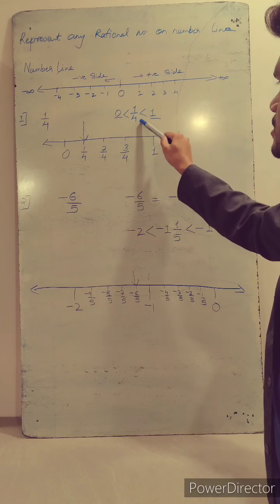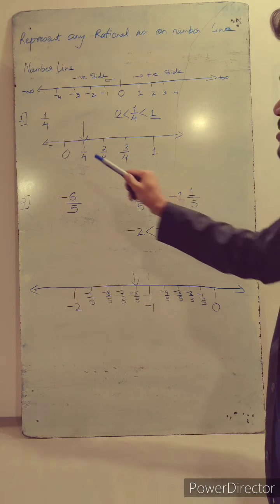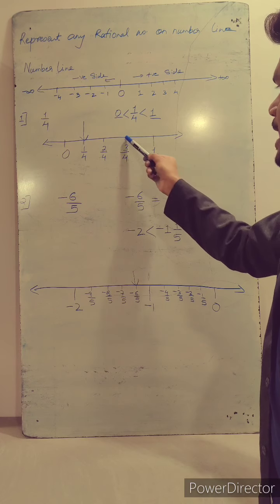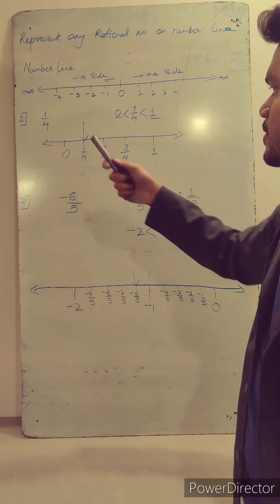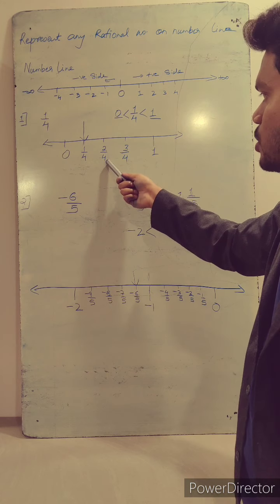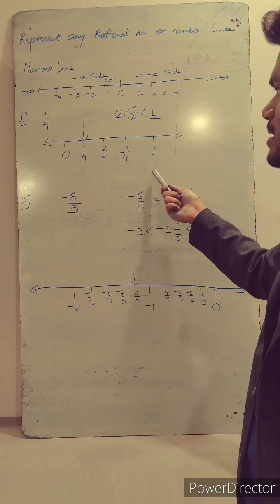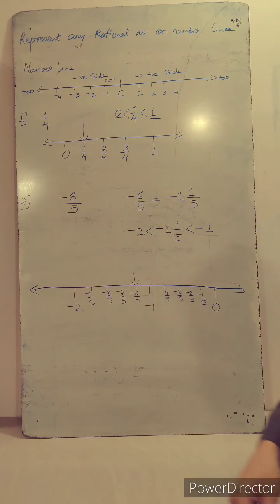Now the denominator is 4. So between 0 and 1 we will make 4 divisions. First division, second division, third division and fourth division. First division is marked as 1 by 4, second division is marked as 2 by 4, third division is marked as 3 by 4 and the last one is 4 by 4, that is 1. So the required answer is 1 by 4.